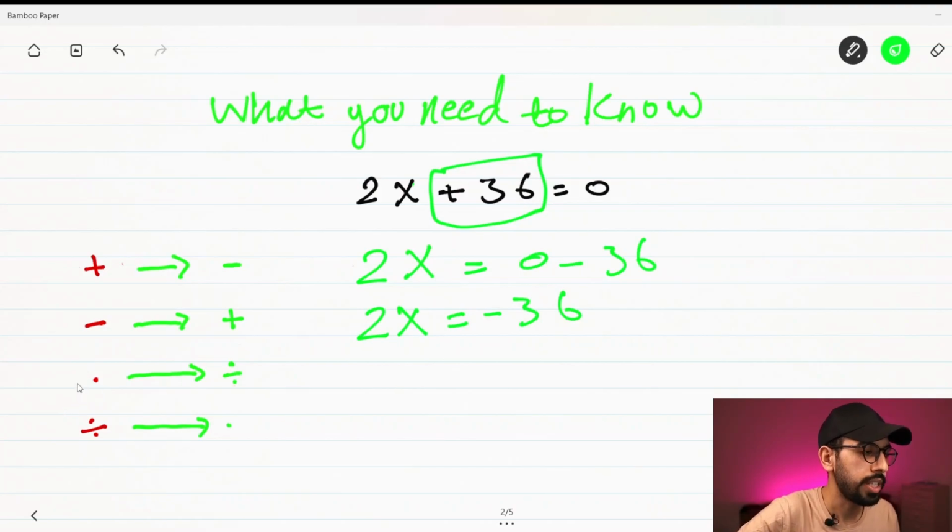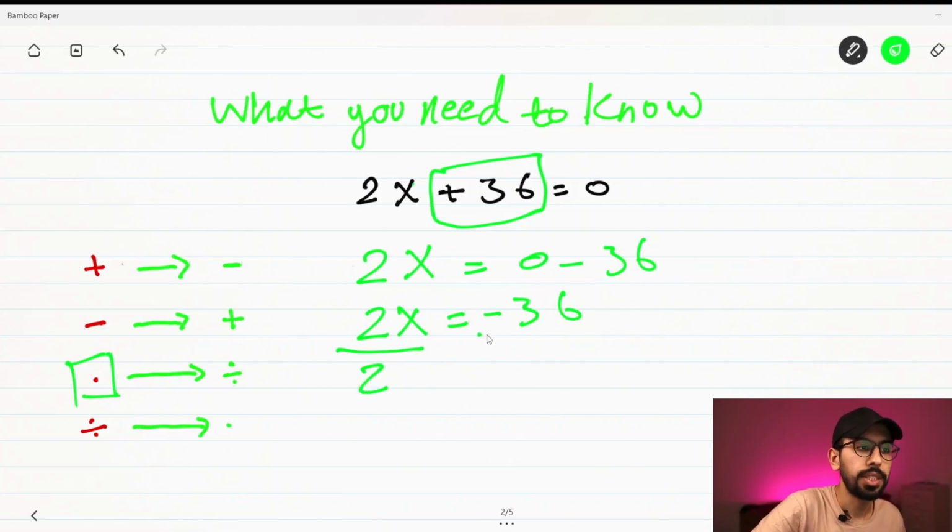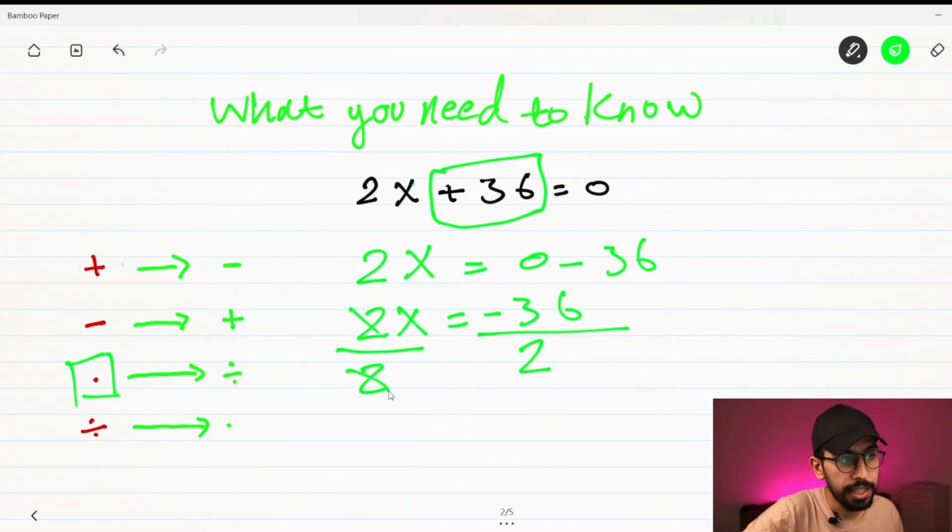When you look here, you will see that when we have a multiplication, we need to convert it into division in order to get rid of this 2 here. So simply we'll divide over 2 on this side, but we have said that when we do an operation on one side, we need to do it on the other side too. So we need to divide over 2 on this side. This 2 will cancel this 2, and we will have just x equals negative 18.